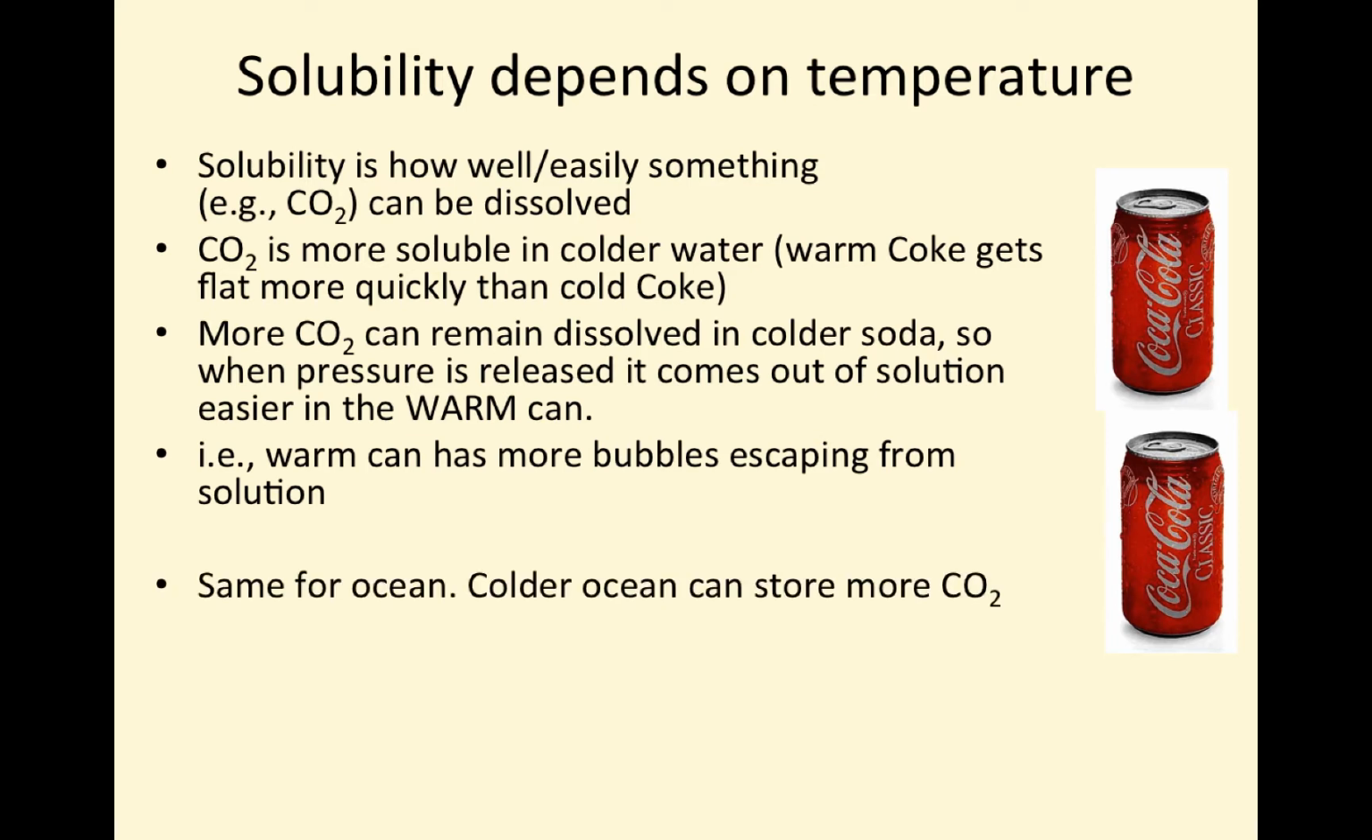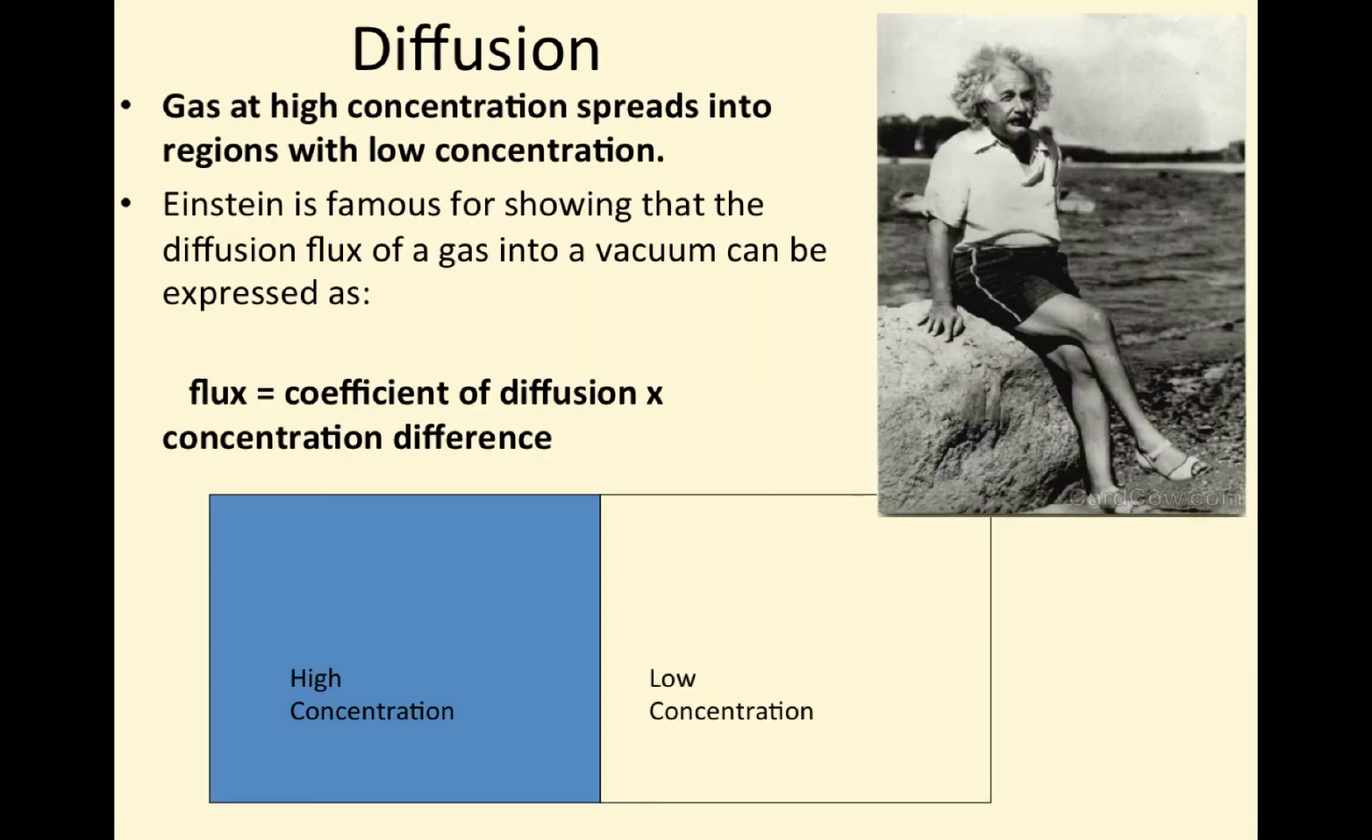Same for the ocean. Colder ocean can store more CO2 in general. What if the ocean warms up? It releases more CO2 because it's less soluble and it has to outgas it, just like the warm Coke did.